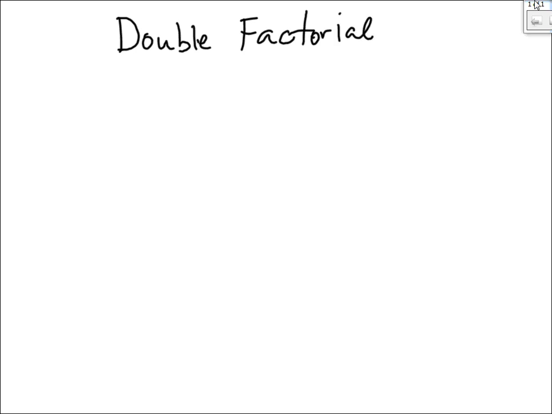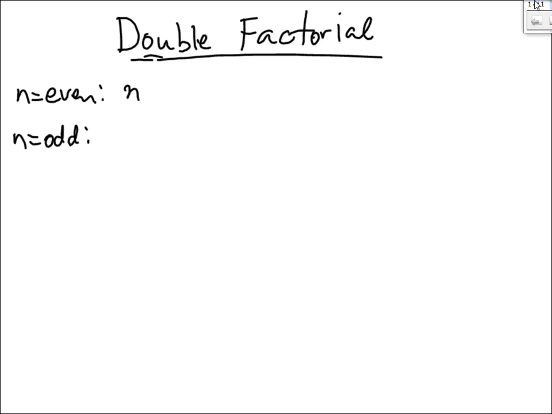Today we're going to talk about double factorials and how we can write them in terms of single factorial. So first we'll go over the definition. You have a definition for n double factorial when n is even and another one when n is odd. They're pretty much the same definition.